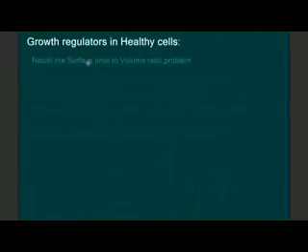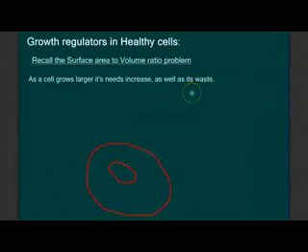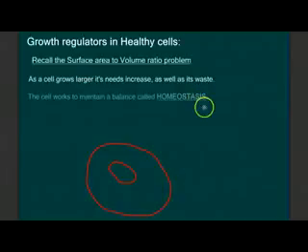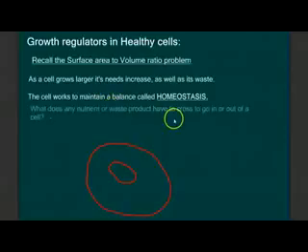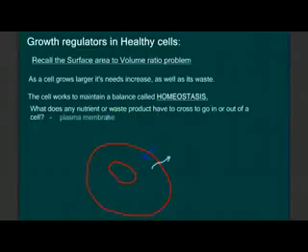Recall from one of our earlier videos when we talked about the parts of the cell, we discussed a problem and asked a question about whether cells can be large, and we said that we had what we called the surface area to volume ratio problem. That as a cell grows larger, its needs increase, as do its wastes. And so cells work really hard to maintain a balance. We call this homeostasis, the movement of materials in, nutrients in, and waste products out. And all these materials in and out have to come in across the plasma membrane.